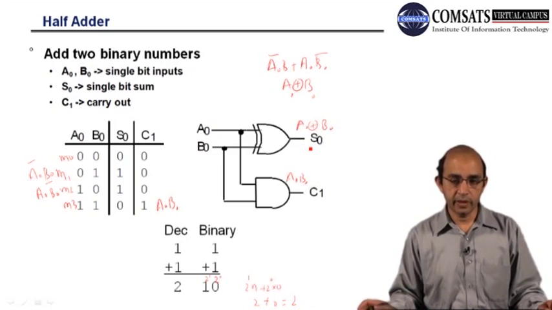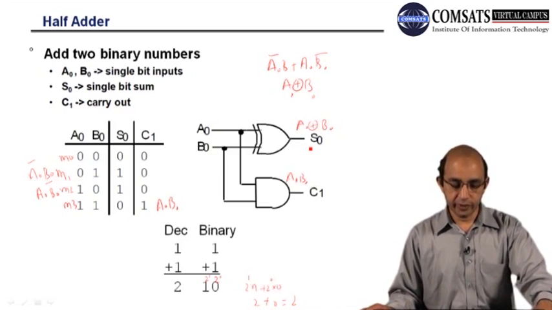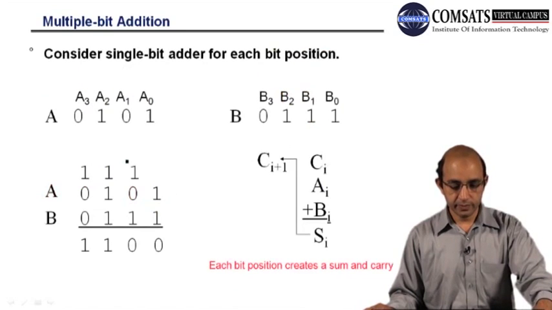But remember that here we can only add 2 bits. So what is different here? We have the carry and the sum. So what happens if we have to add more number of bits? Let's assume that we have 2 numbers, A, which has 4 bits, and B, which also has 4 bits, and we have to add those numbers.